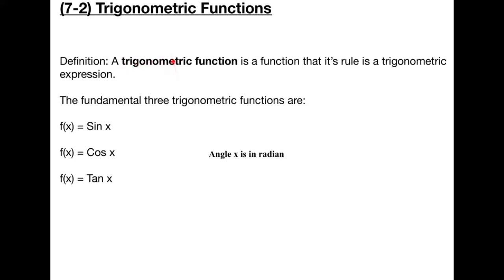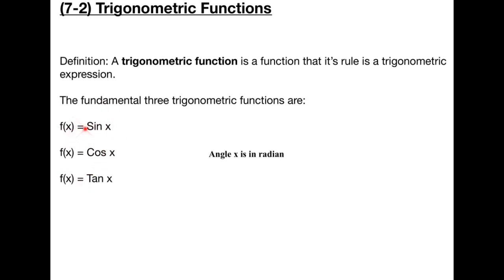A trigonometric function is a function whose rule is a trigonometric expression. So whenever you see a function that has some of those trig ratios like sine, cosine, tangent in it, you know that you're dealing with a trigonometric function. The fundamental three trigonometric functions are the following. These are the basic parent trig functions.